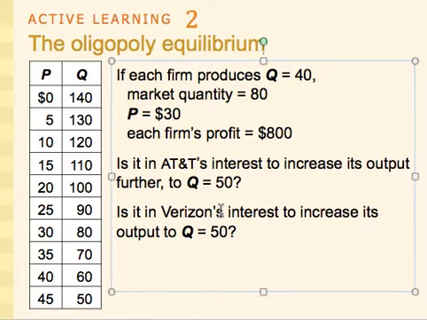Now let's ask this. Is it in AT&T's interest to increase its output further? What if they wanted to go up to a quantity of 50? What do you think is going to happen? Is it in Verizon's interest to increase its output to 50? Okay, so if they both did that, would you have a market output of 100? Okay, let's think about that.